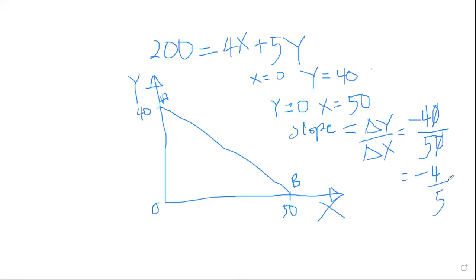Now, what do we see? We see that this 4 here is the price of x, and 5 is the price of y. So therefore, we can say that the slope of the budget line is minus px over py. In other words, the slope of the budget line is the relative price ratio.